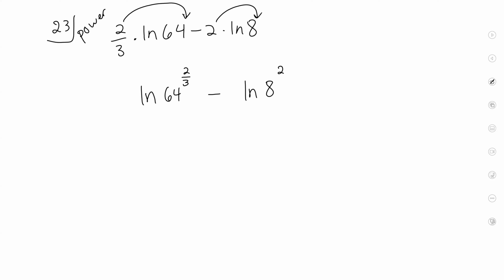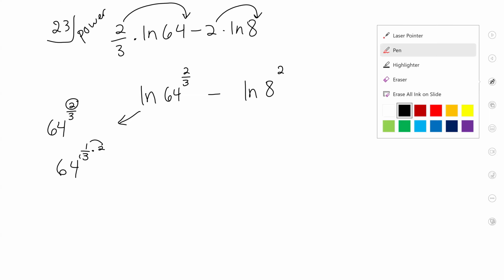Okay, now let's break down this one really quick. Off to the side, I just want to write this down. 64 to the 2/3 can also be written as 64 to the 1/3 times 2. Do you guys see why? 2 times 1 is just 2, and you have 3 on the bottom still. Okay, so this is how it can be written.